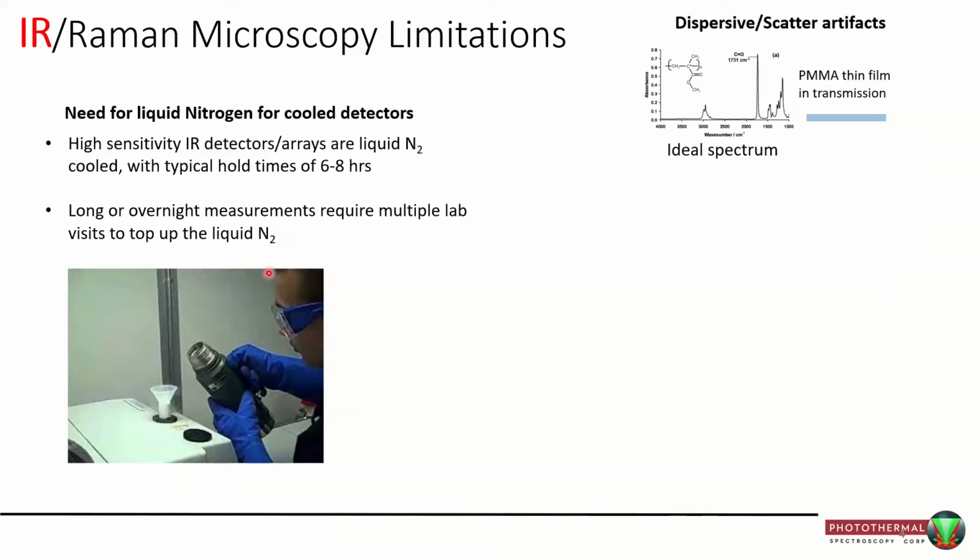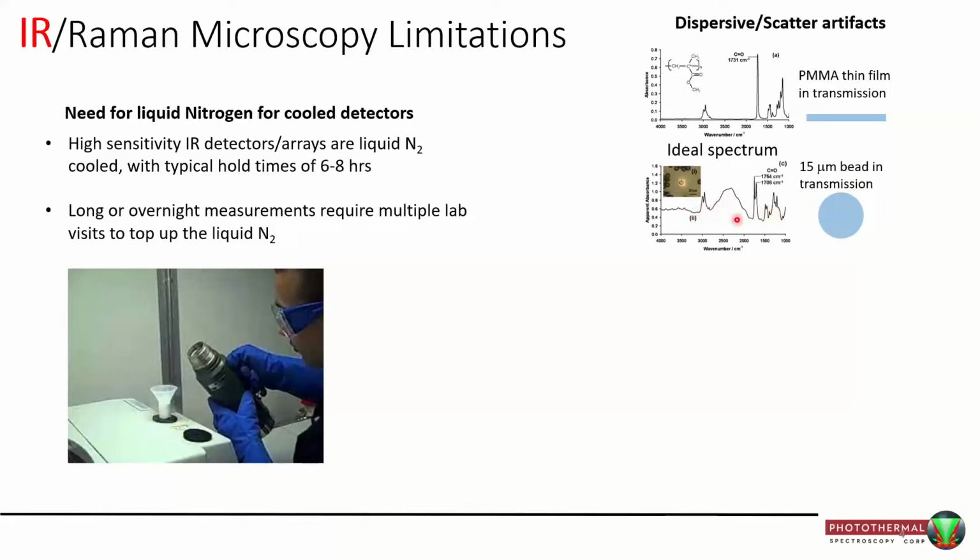But I'm going to leave the best, or perhaps the worst, to last. And that's really the issue of dispersive or scatter artifacts. As I said before, the best quality spectra are obtained in transmission mode. So imagine that's a thin film of PMMA, and we measure that in transmission mode. The spectra look great, nice flat baseline, nice symmetric peaks. But if you take the exact same material and make it into a bead of, say, about 15 microns, well, the spectra don't look so good anymore.